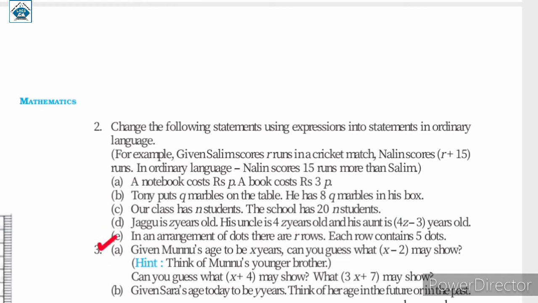E. In an arrangement of dots, there are R rows. Each row contains 5 dots. So we can say that in an arrangement, the total number of dots is equal to 5 times the number of rows, because we are given that each row contains 5 dots. और ऐसे कितने rows हैं? R rows हैं. तो arrangement में कितने हुए? Total number of dots will be equal to 5 times the number of rows.